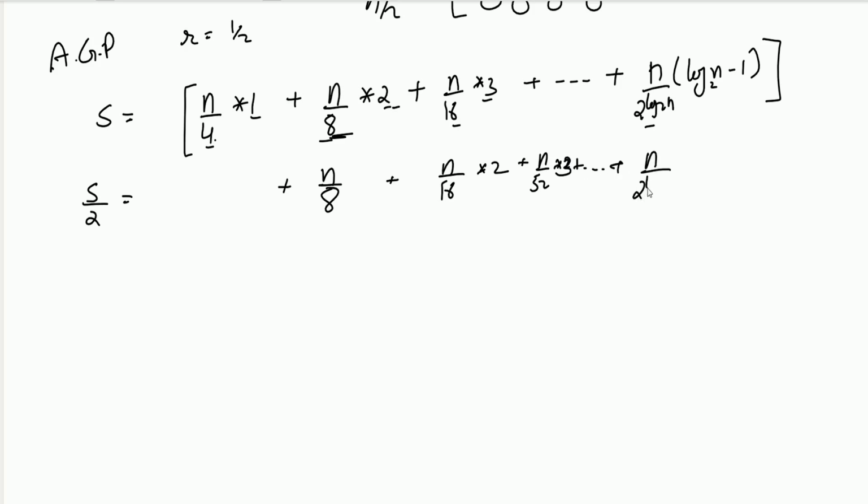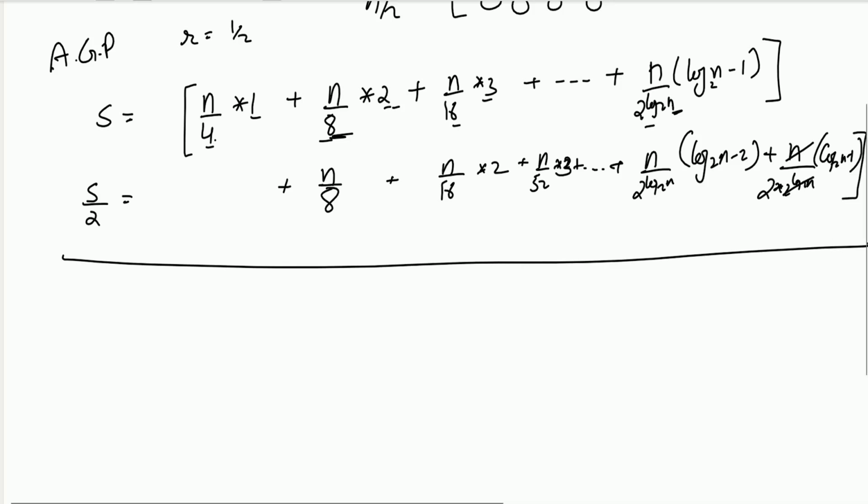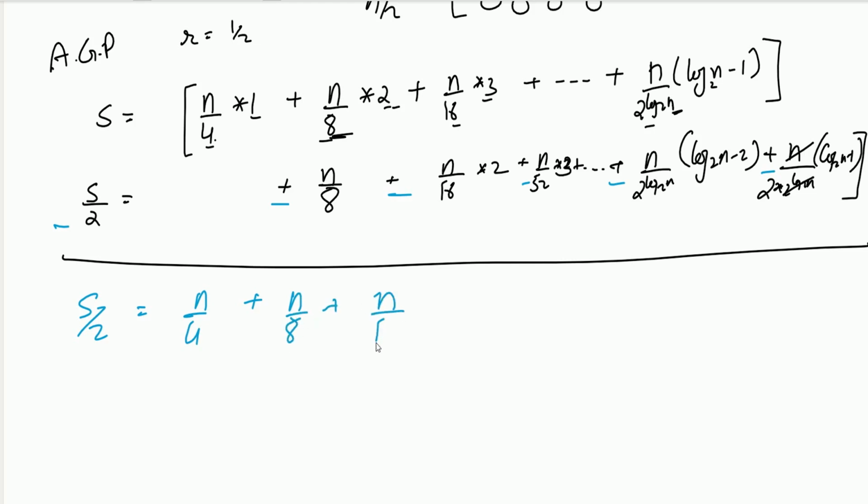Here it will become n by 2 to the power log 2 n, and this will be log 2 n minus 2. The term before this will be this only, plus we will multiply this with 1 by 2. So this will become n by 2 into 2 to the power log 2 n, and this will be log 2 n minus 1. So this will cancel out. Okay, and let's see this. What I will do now is subtract these terms. So this will become S by 2. S minus S by 2 is S by 2. This will be n by 4 plus 2 into n by 8 minus n by 8, which is n by 8, plus n by 16, plus n by 32, and so on.